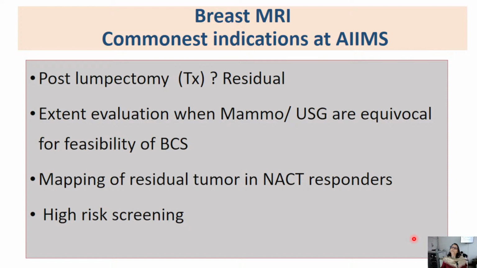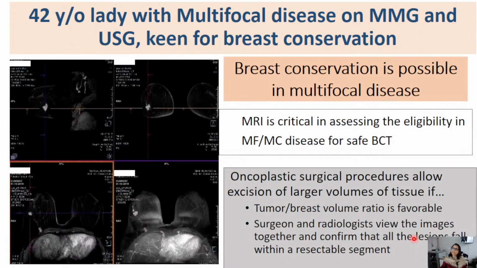Another indication is the extent evaluation when mammogram and ultrasound findings are equivocal to suggest the feasibility of a breast conserving surgery. Another indication is the post-chemotherapy response assessment. So for the patients who have received neoadjuvant chemotherapy, MRI forms the basis for response assessment. High-risk screening, unfortunately, does not form a large part of our MR studies.